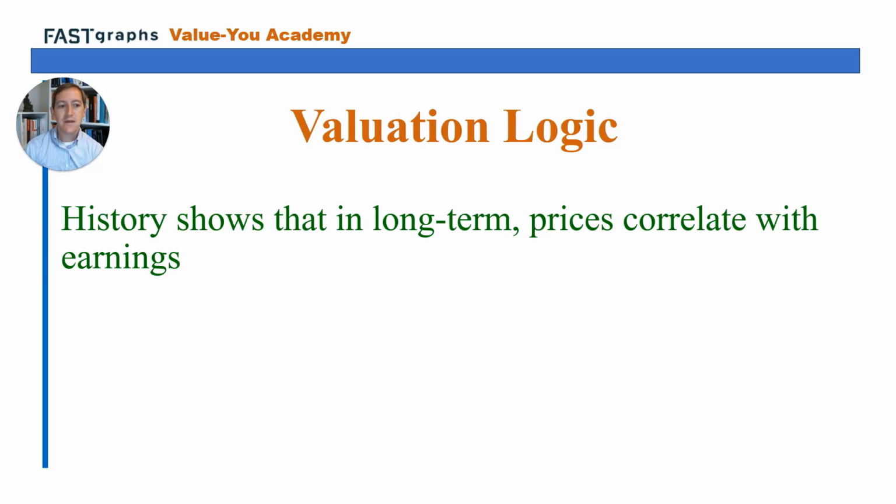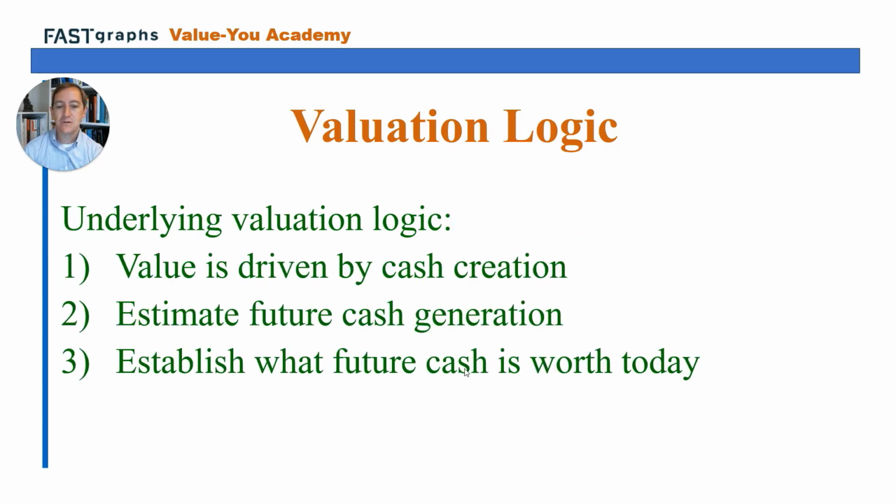And what we know from history is that in the long term, prices correlate with earnings or cash flow generation. That at the individual stock level and at the market level, over the long term, there is a strong link between the ability to generate cash and prices. So we can use that information to really help us with a process to estimate value. And we start with this idea that value is driven by cash generation. And why is that important? Because we know in the long run, prices will reflect cash creation. And so value needs to be based on cash creation.